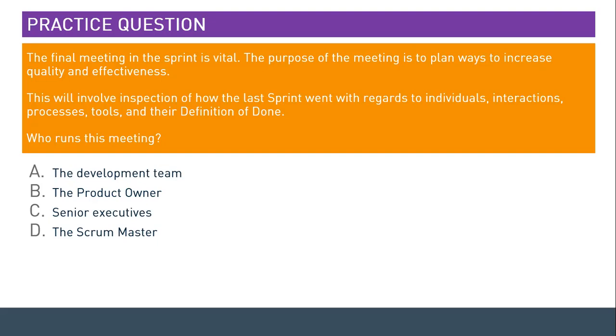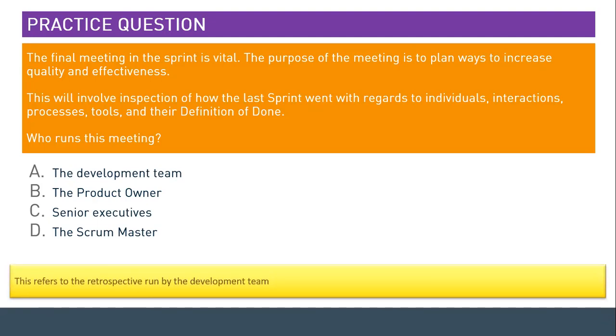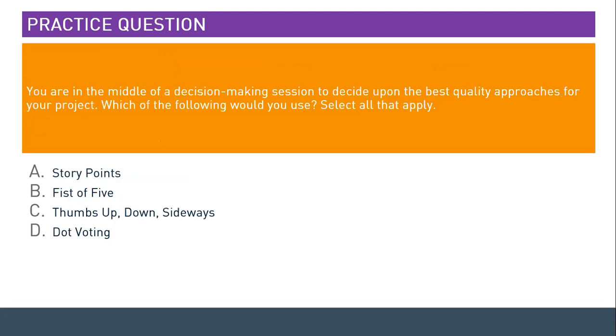If you need more time, hit the pause button. 3, 2, 1. All right, my friends, the answer to this one, yes, it's the development team. This refers to the retrospective run by the development team, not by the Scrum Master, not by the product owner, not by any particular one person, but the team as a whole. All right, let's go to our next one.